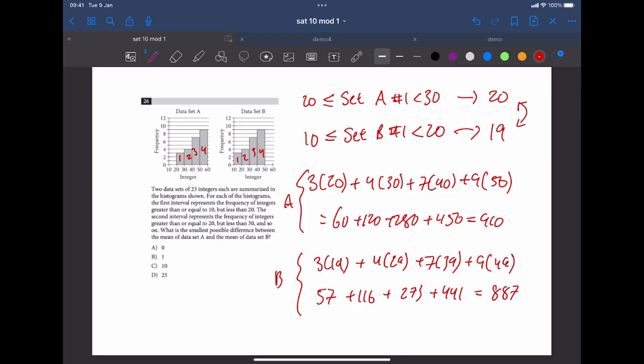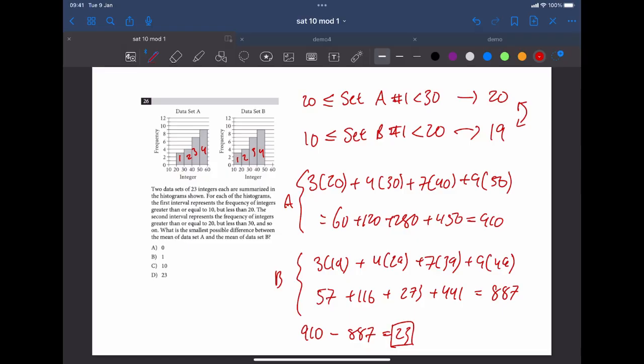Therefore, the smallest possible difference between the sums is 910 minus 887, which equals 23. So this value is the smallest possible difference between the sums. If you add up everything and assume that set A is the smallest number and set B is the largest possible number in the range, then this is the smallest possible difference between the sums.